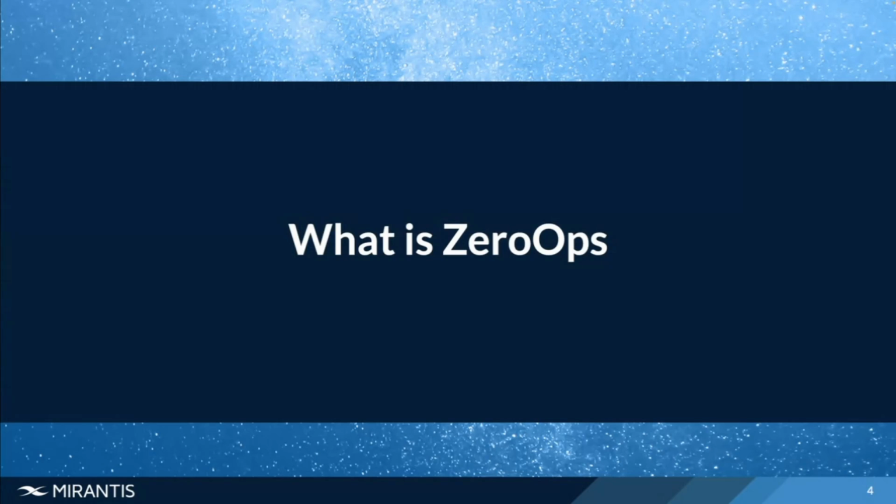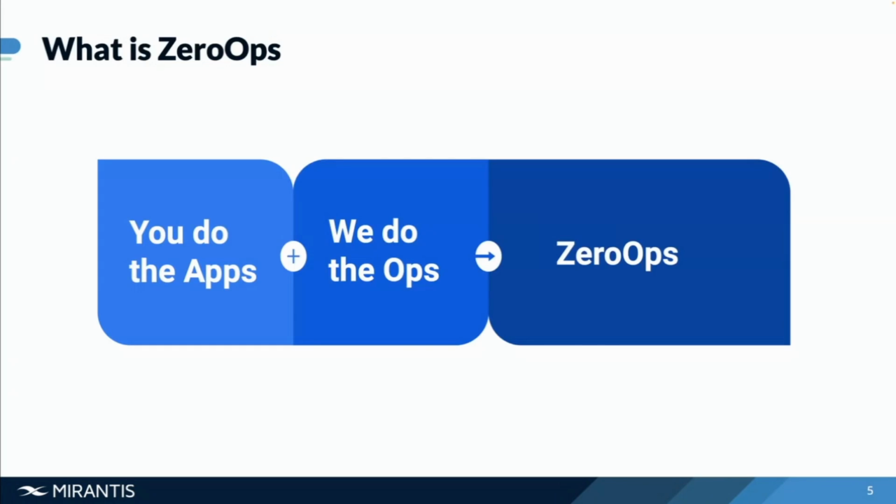I think it is important that I spend some time explaining what we at Mirantis mean by ZeroOps. Actually, the concept is quite simple, and we have a very simple line that explains it: you do the apps, and we at Mirantis will be doing the ops. And this is basically ZeroOps. What we mean by this is, if you look at how you are consuming public clouds today, you don't operate the cloud, right? It's AWS operating the cloud. It's Azure, it's GCP managing the different components of the cloud. You're just consuming the resources and deploying your apps, right?